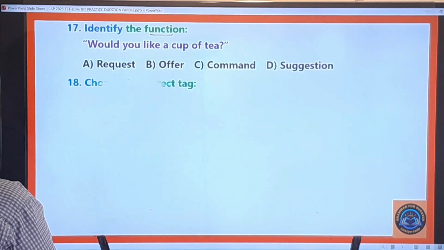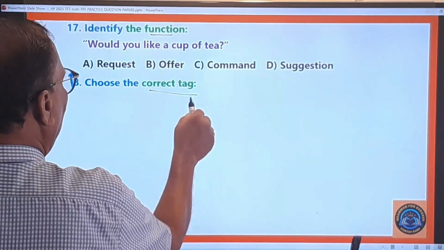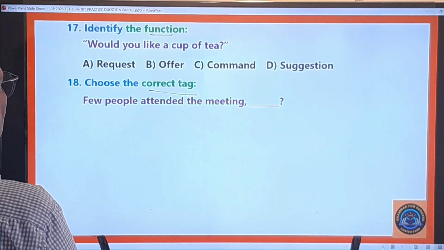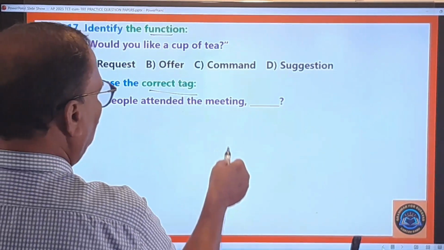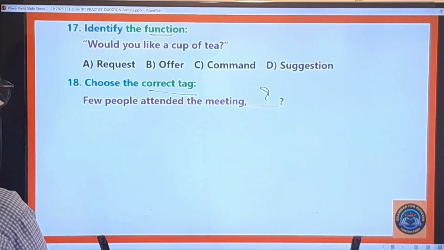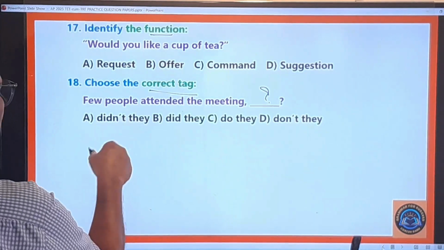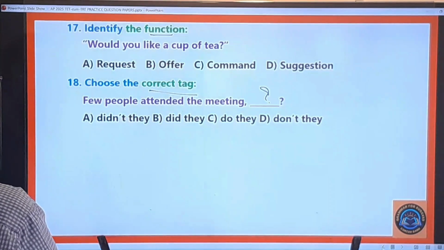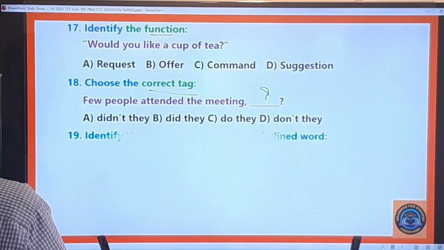And the next 18th question, choose the correct tag. Correct tag means correct question tag. What is the sentence given here? Few people attended the meeting, blank. What question tag must be used in this blank? And here you pay attention. Didn't they, did they, do they, don't they, and all that. And you go to the 19th question.